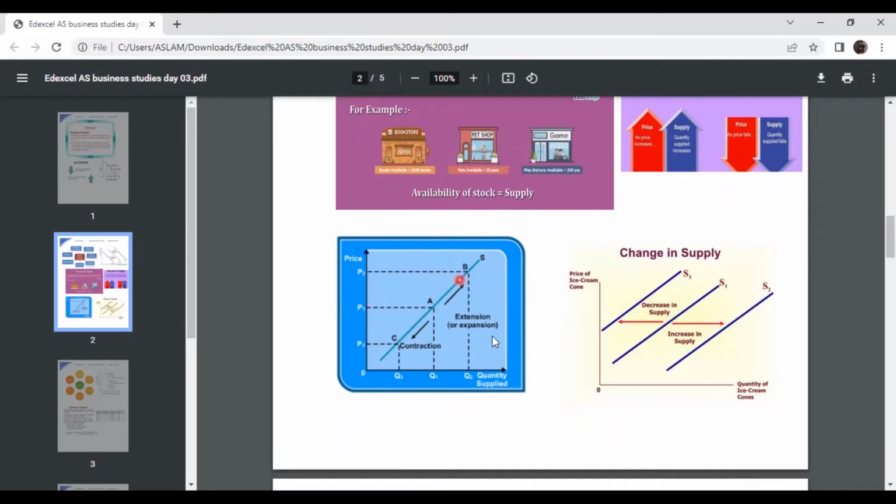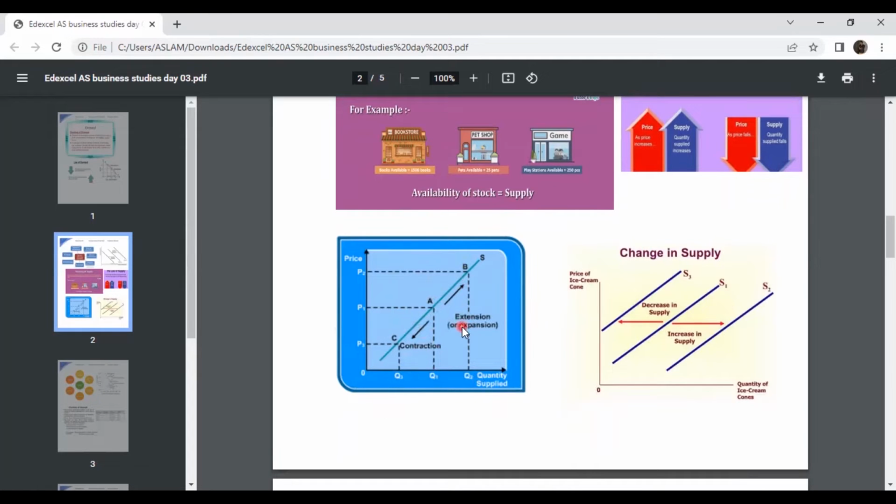So this is what we say changes in quantity supplied. You can see when your price is increasing, your quantity is also increasing, then we are saying it is extension or expansion of supply. If your price is decreasing and your quantity is decreasing, then we say it is contraction of supply.